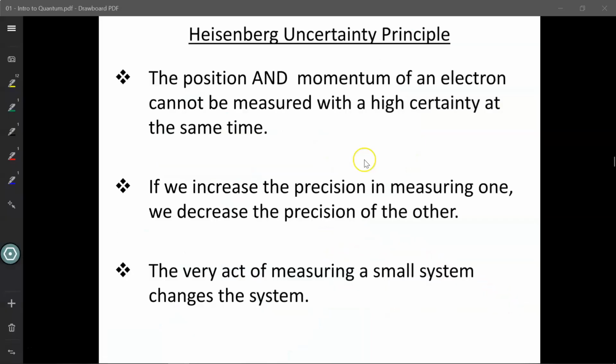Now, the reason why we're so focused on the idea of probability is because Werner Heisenberg discovered that the position and the momentum of an electron cannot be measured with a high certainty at the same time. So what that means is, if I know where the electron is, I can't know where it's going with a high degree of certainty. Vice versa. If I know exactly where it's going, I can't know where it is exactly. The more you know about one, the less you know about the other. This is one of the fundamental laws of quantum mechanics. The very act of measuring a small system changes the system itself.